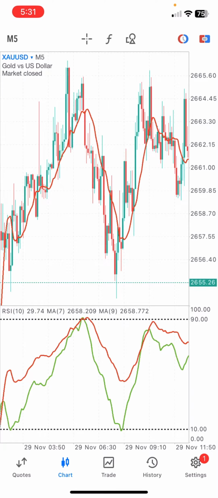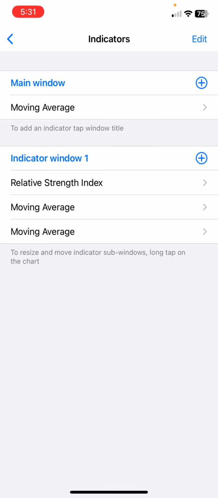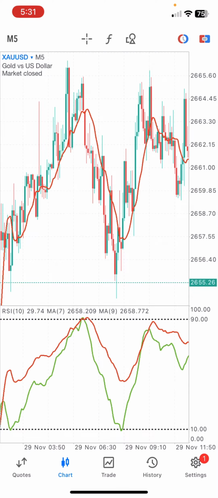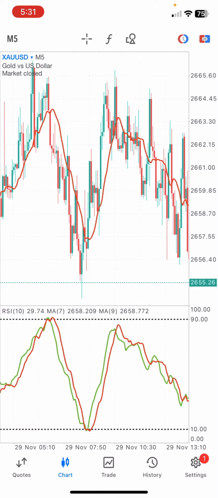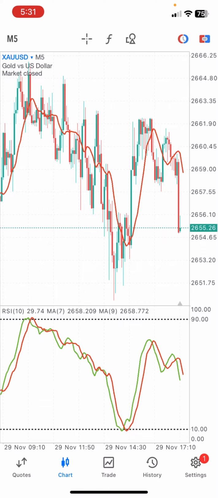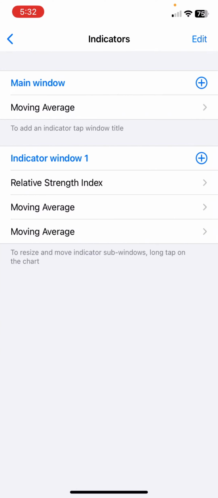Once you add the RSI, it's going to be in your chart. Now moving on to the next indicator, click on the indicator window 1, and search for your moving average. These are the properties for the moving average: period is 7, shift is 0, method is simple, apply to close. I'm using a green color, you can choose any color of your choice. Click on turn, set everything up, and then I'm moving on to the next indicator, which is the last one.